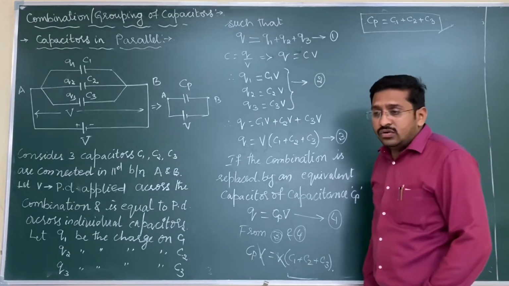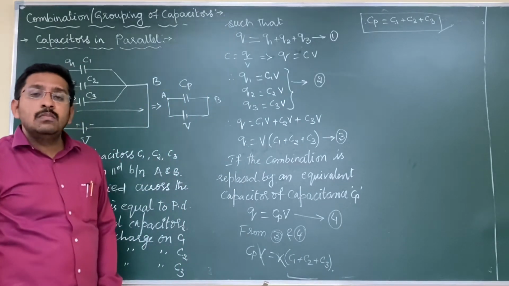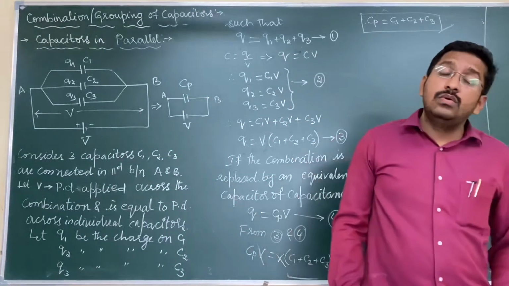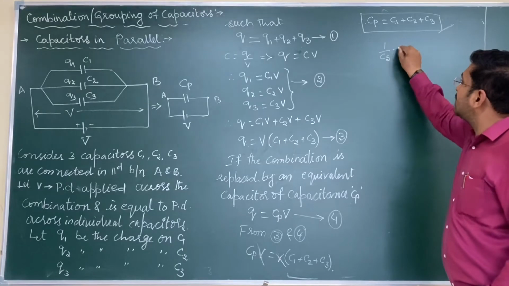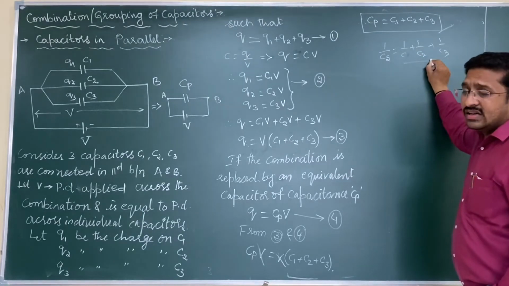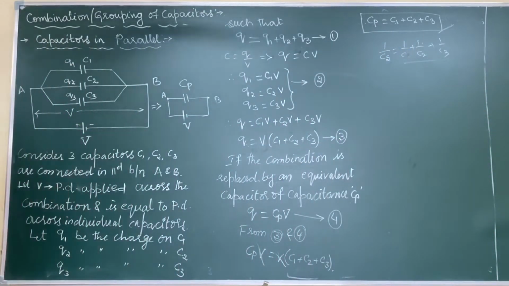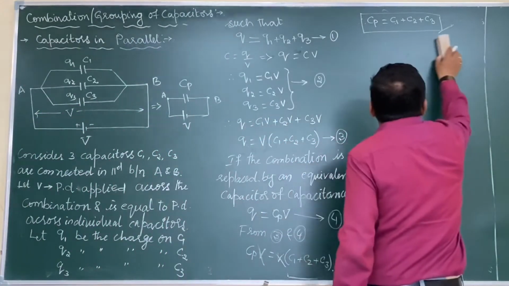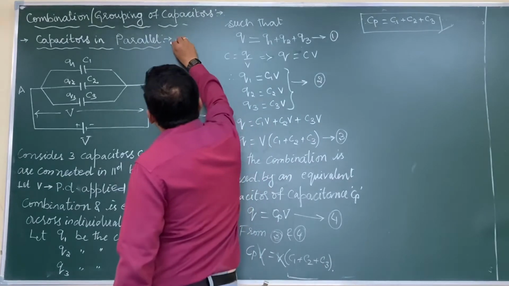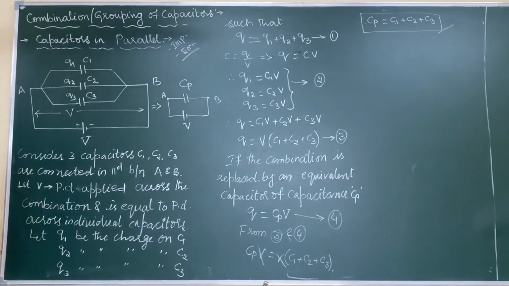Thus, the effective capacitance in a parallel combination is equal to the sum of the capacitances of the individual capacitors. We said for series that the reciprocal of the effective capacitance is equal to the sum of the reciprocals of the individual capacitances. Here there is no reciprocal; just add them directly. CP is equal to C1 plus C2 plus C3. Again, this is an important derivation for 5 marks.